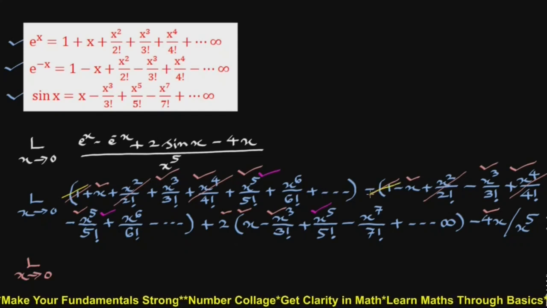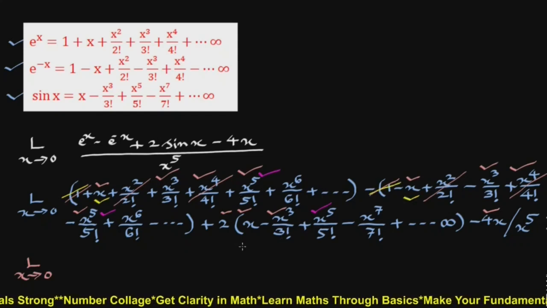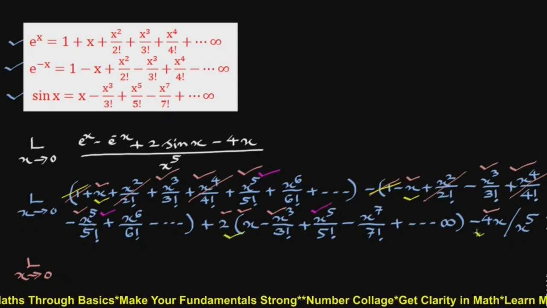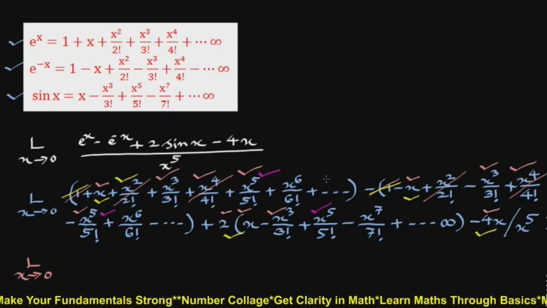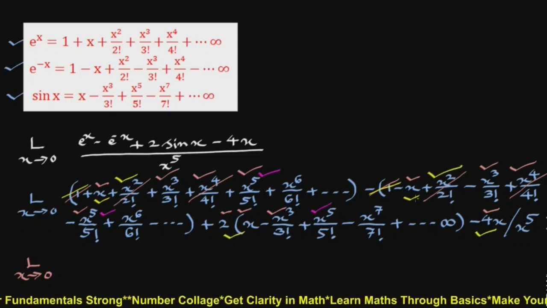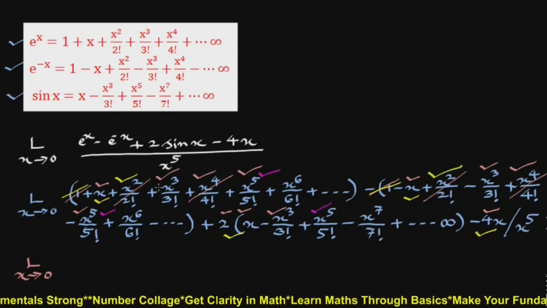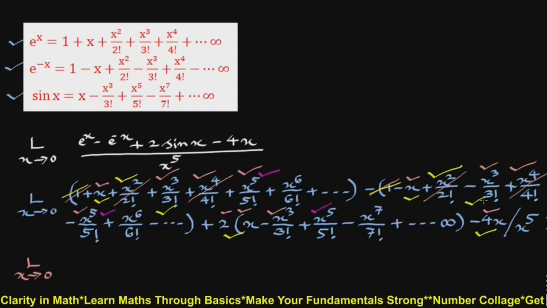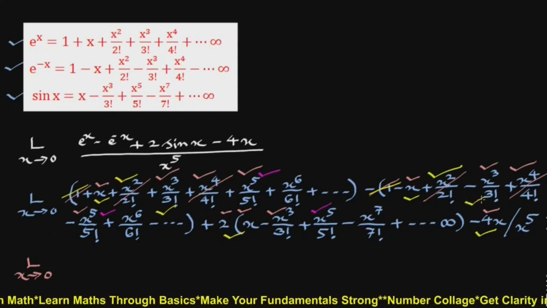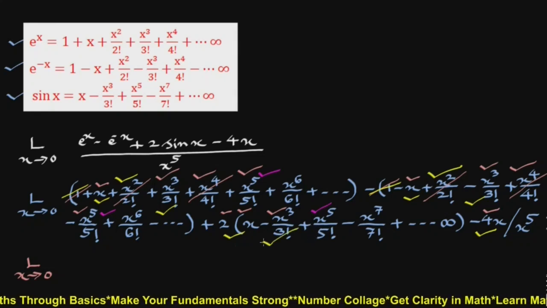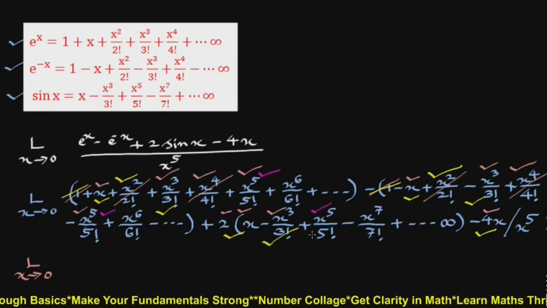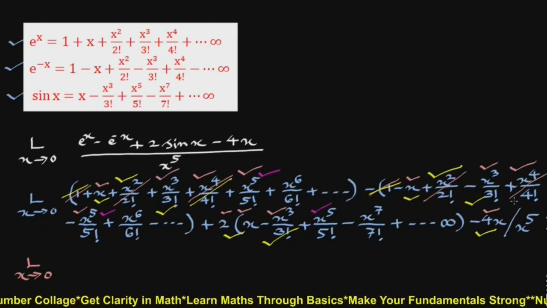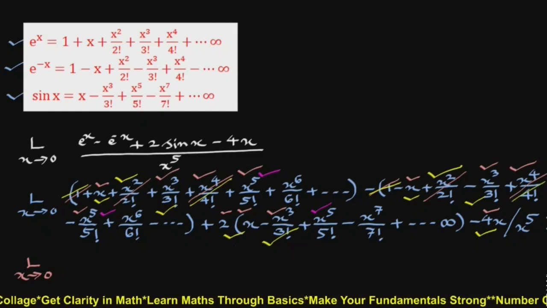1 minus 1 is 0. x plus x plus 2x is 2x, 2x plus 2x is 4x, minus 4x is 0. x square upon 2 factorial minus x square upon 2 factorial is 0. x cube upon 3 factorial plus x cube upon 3 factorial, which is 2x cube upon 3 factorial, minus 2x cube upon 3 factorial will be 0. x raised to 4 upon 4 factorial minus x raised to 4 upon 4 factorial will be 0.